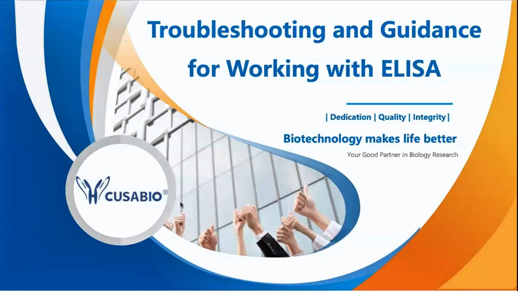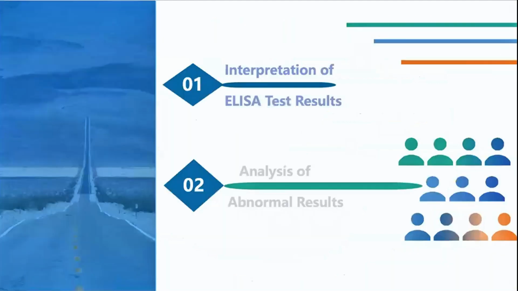Today, we will talk about the troubleshooting and guidance for working with ELISA. For today's webinar, there will be two parts. The first part will be the interpretation of the ELISA test result. The second part will be, when you have an abnormal result during the experiment, how can we analyze it, and how can we improve our experiment to make the next ELISA experiment good? So let's start the journey today.